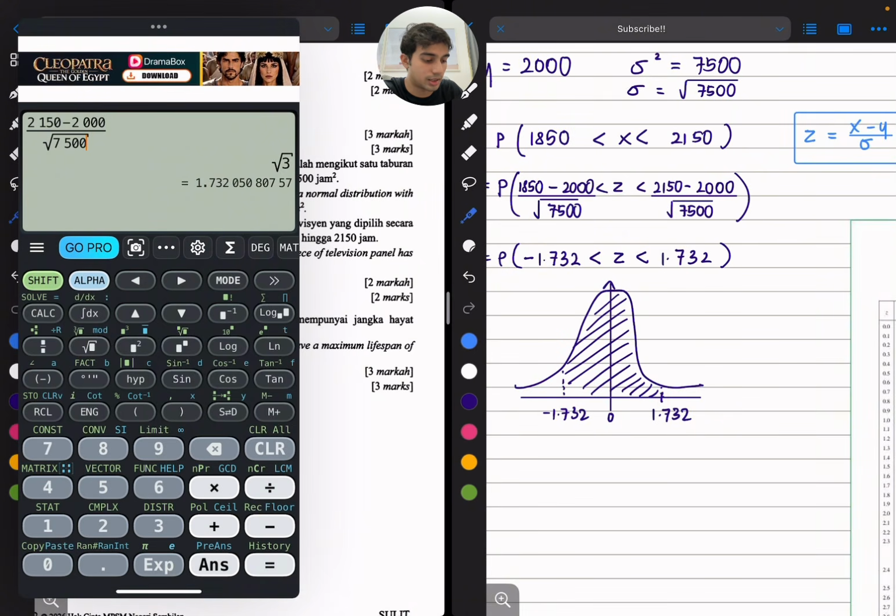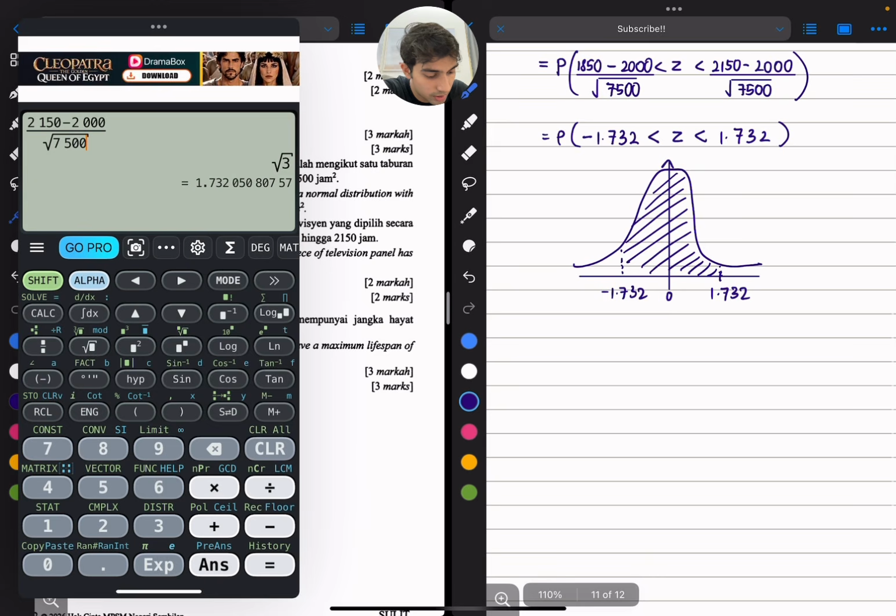So since this graph is symmetrical, this area is the same, we do total area, which is 1, minus this, we will get this. Okay, total area under the graph, this whole area is 1. So 1 minus these 2, we will get the answer. So we can say 1 minus PZ more than 1.732, which is this area. Okay, so let's find that area now.